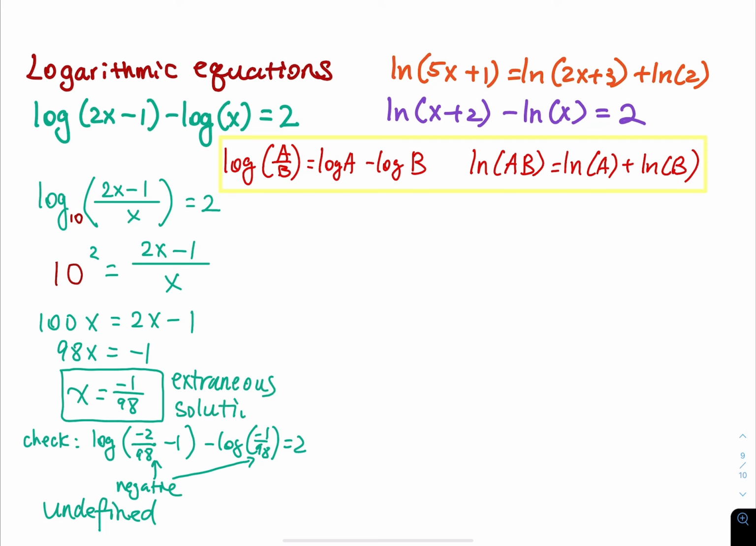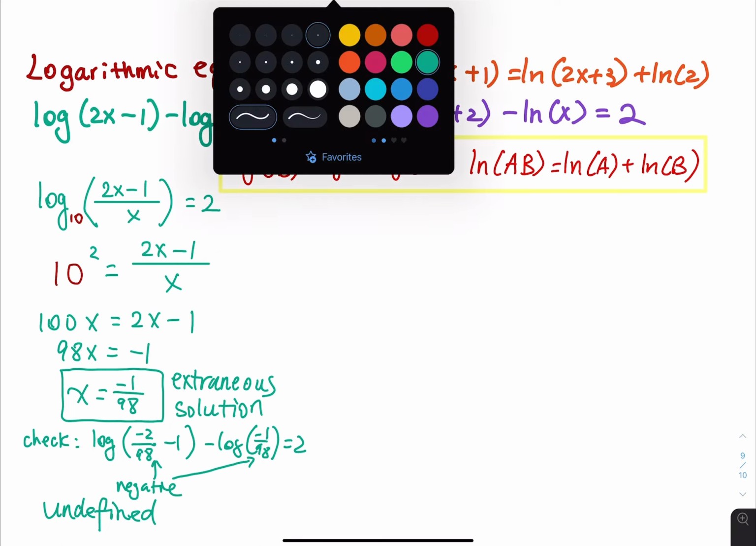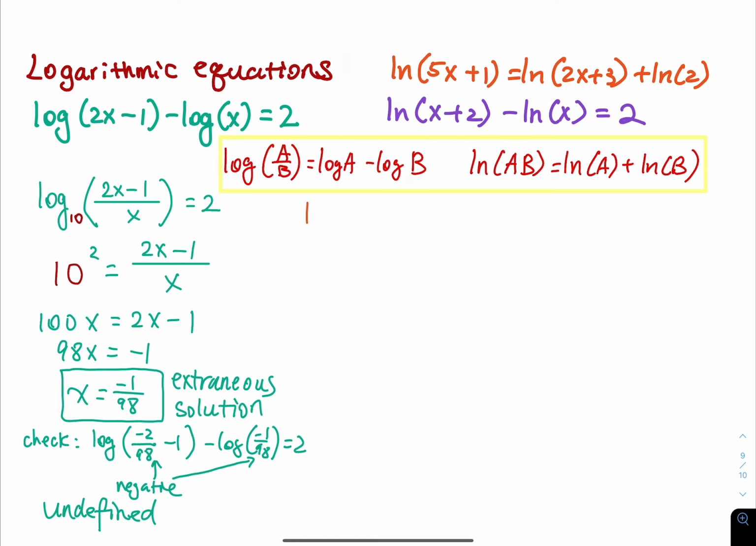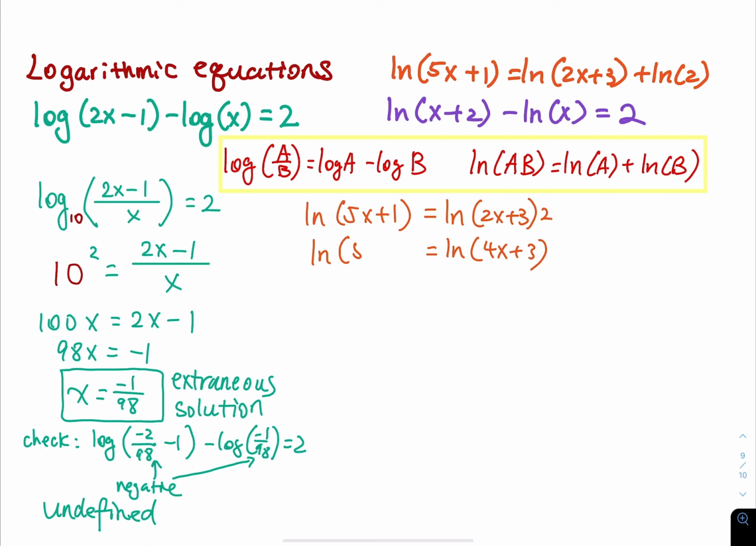Extraneous solution. Okay, moving on to the orange one, the ln. I have ln(5x + 1) equals this ln plus that ln. So we are adding two ln. ln A plus ln B equals ln AB. So the orange problem is ln(5x + 1) equals ln, you add them, that means you multiply them, (2x + 3), and then you multiply 2. And then we will just distribute the 2. We have ln(4x + 3). The left-hand side is ln(5x + 1).